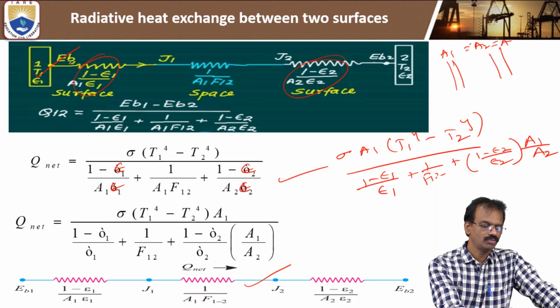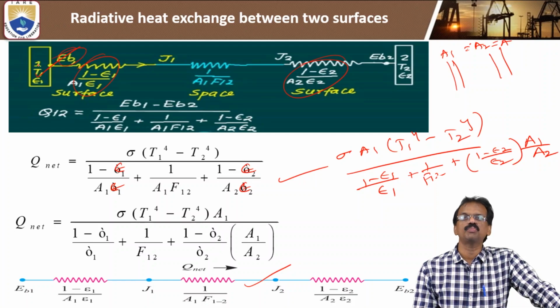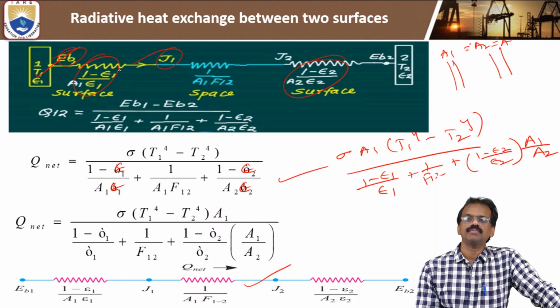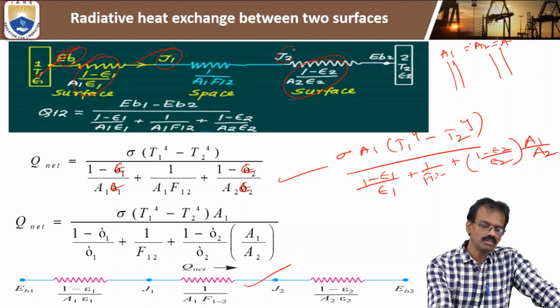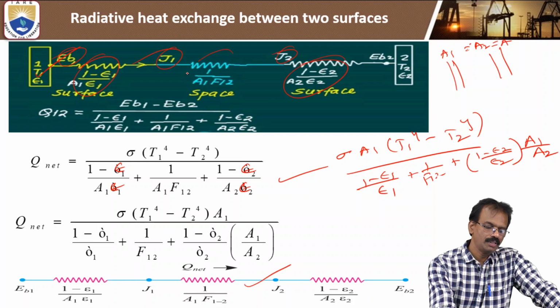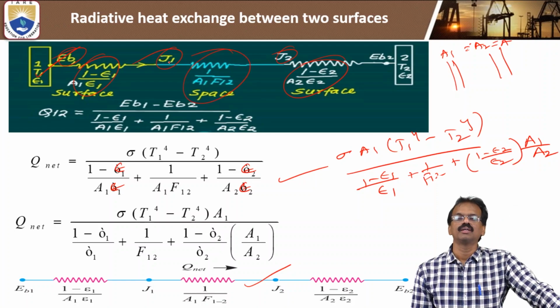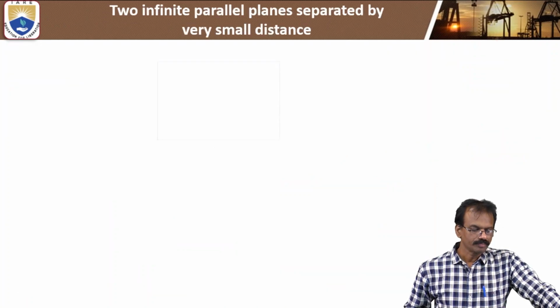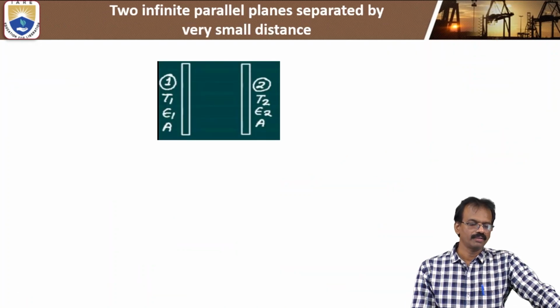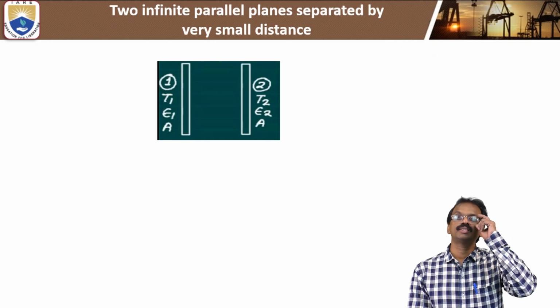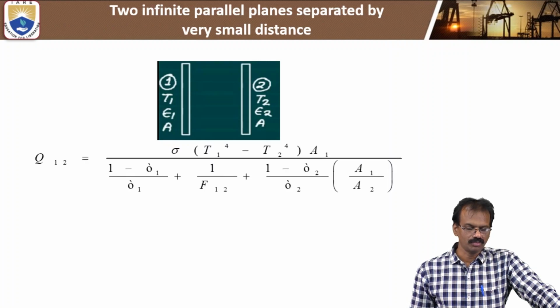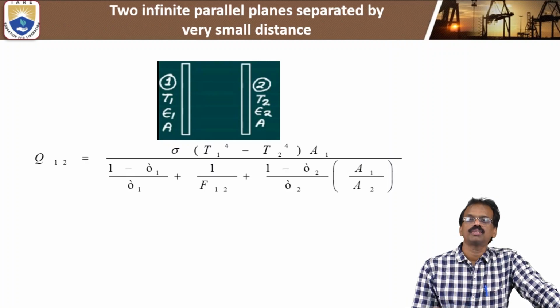After this, the emissive power is converted into radiosity, that is J1 from this surface, and J2 from the other surface. Here also a space resistance is there between radiosity 1 and radiosity 2. Already discussed. Next, two infinite parallel planes separated by a very small distance. This we have also already discussed, and this is the basic formula.